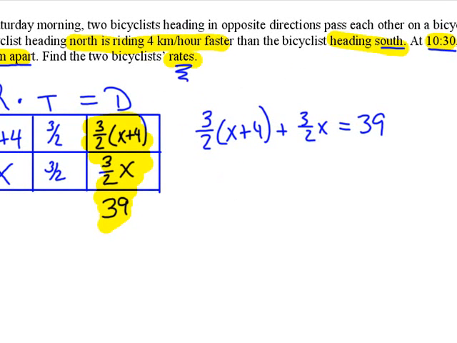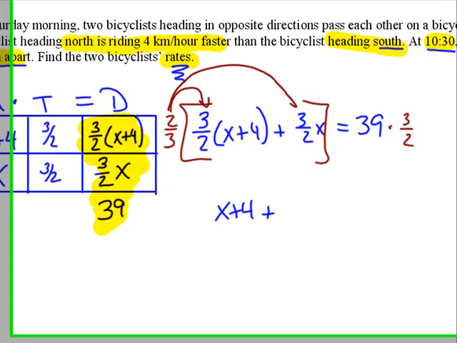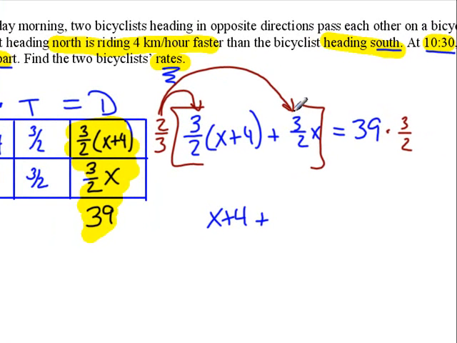I don't want to distribute fractions, so I'm going to shorten this up a bit by multiplying both sides by 2/3. Since I don't want to mess with fractions, I'm going to get rid of them as fast as I can. When I distribute here, I multiply 2/3 times 3/2. That's 1. That's awesome. So 1 times x plus 4 is just x plus 4. Plus, when I multiply 2/3 times this 3/2 on the distribution here, that's 1 again, 1 times x. Well, that's awesome. That's just plus x equals.